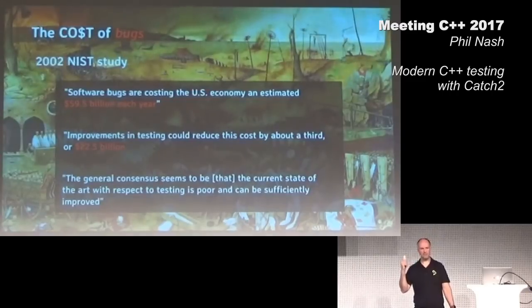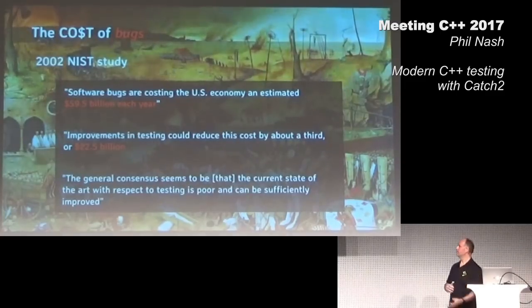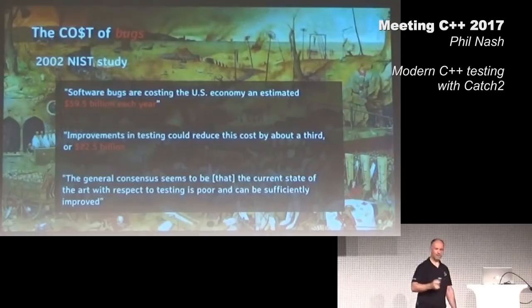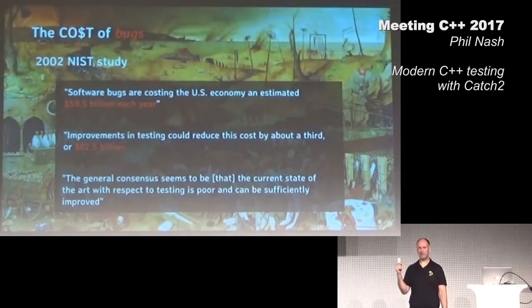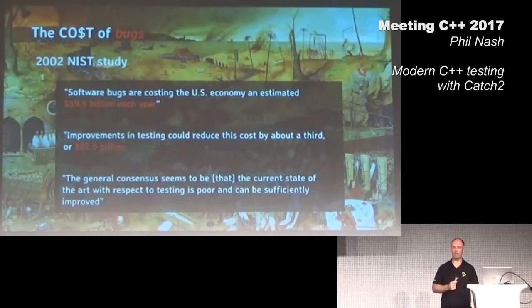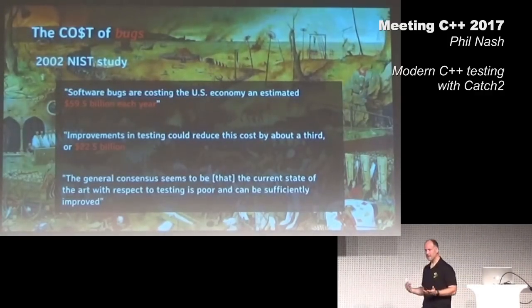Now, this study is not without its critics. In fact, I'll also link to some critiques from the time at the end. There's a feeling that they had something to sell off the back of this. But I think it's clear that there's some really serious money involved in software bugs that we could be reducing by better testing.